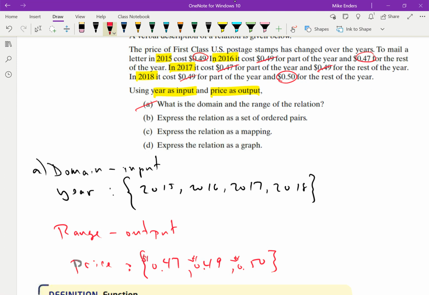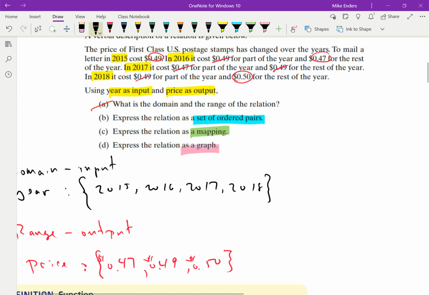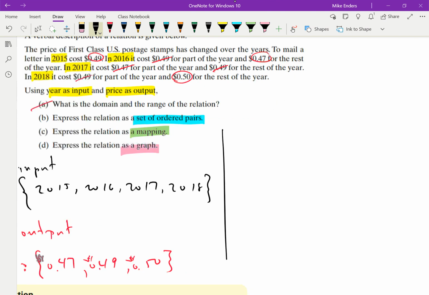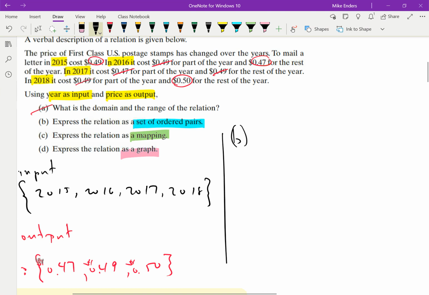So now we can go ahead and take a look at the other components. Let's write this relation as a set of ordered pairs. Let's do it as a map. And then let's also write it as a graph. Okay? So the three different ways that we typically write these items. So I'm going to pull this off the side here. And we're going to say, okay, so letter B, write this as a set of ordered pairs.